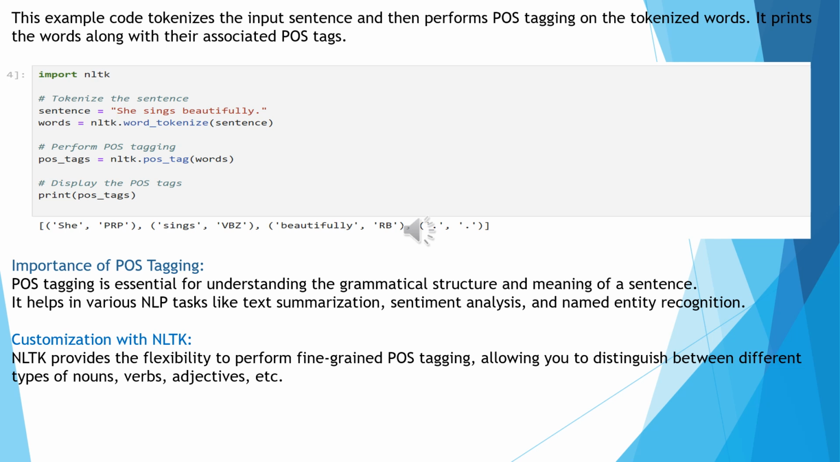So lastly, you can see when we print this POS tag variable, which stores the output from the pos_tag function, it shows each grammatical category assigned to each token. You can see for 'she sings beautifully', for 'sings' it's a verb, and for 'beautifully' it's an adverb.